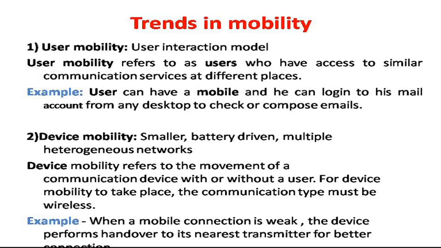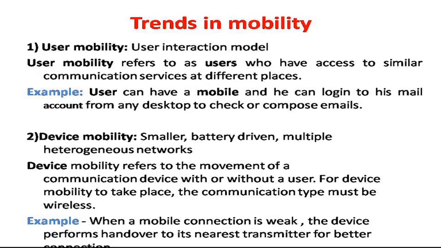Here the place is nothing but an operating system or different devices or machines, and that particular thing should be the same. The user interaction model should always be the same. It should not change. For example, a user can have a mobile and he can log into his mail account from any desktop to check or compose mails.